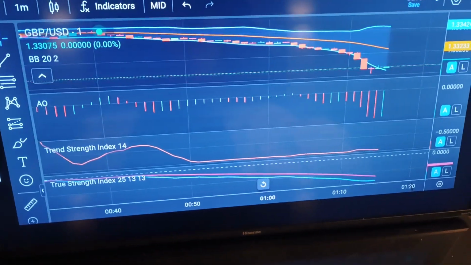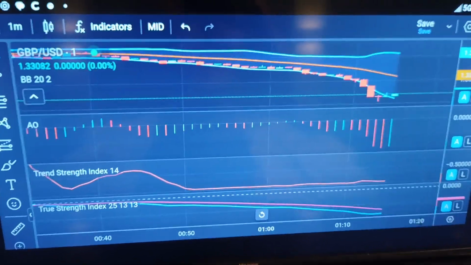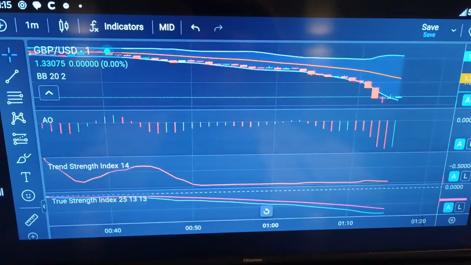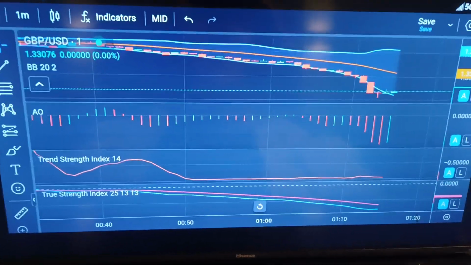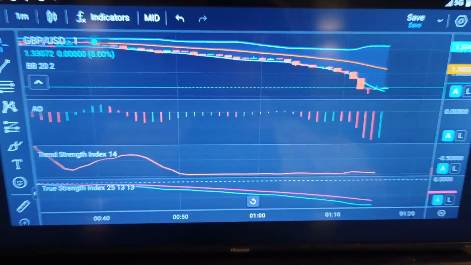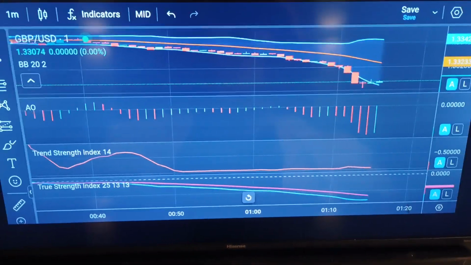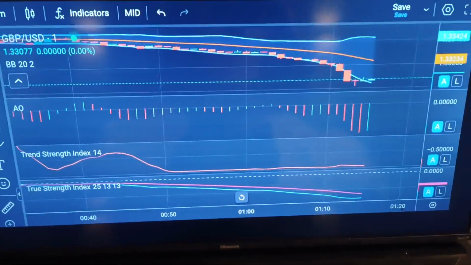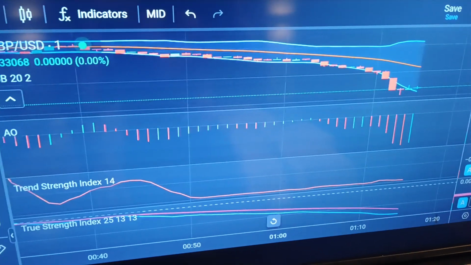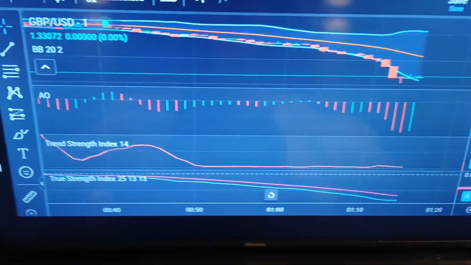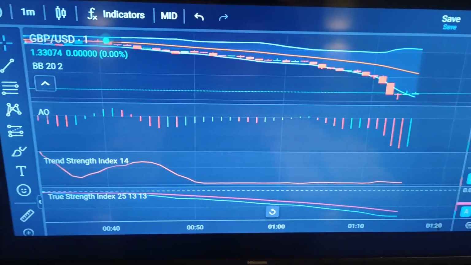Now, the upper line is separated from the simple moving average line in the middle by two standard deviations. And then the lower line, or the lower Bollinger Band, if you want to call it that, has also been separated by another two standard deviations. Now, basically, the Bollinger Bands can help a trader to determine the range that the price of a currency pair has been in.